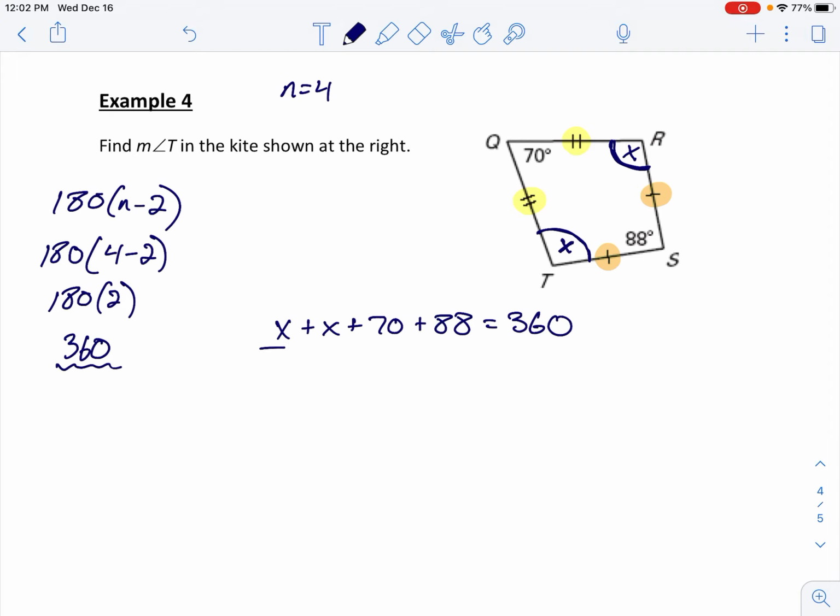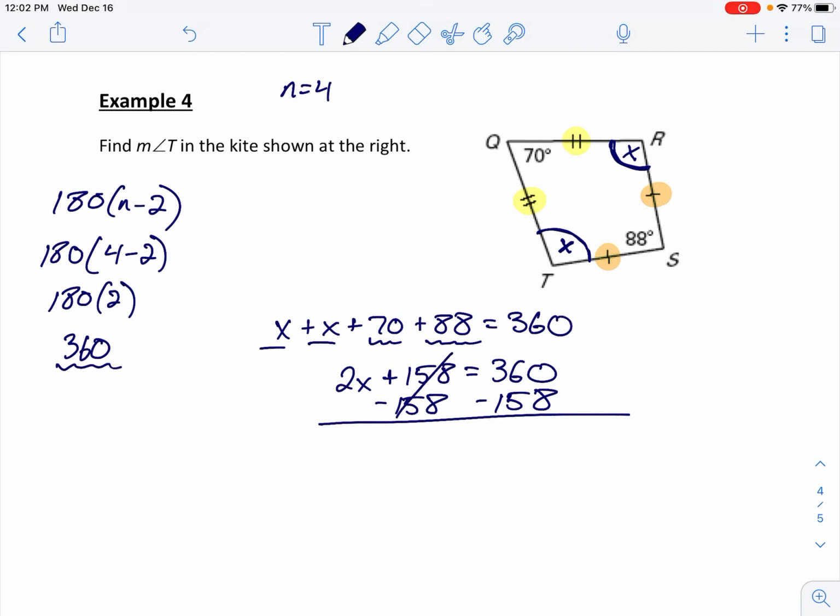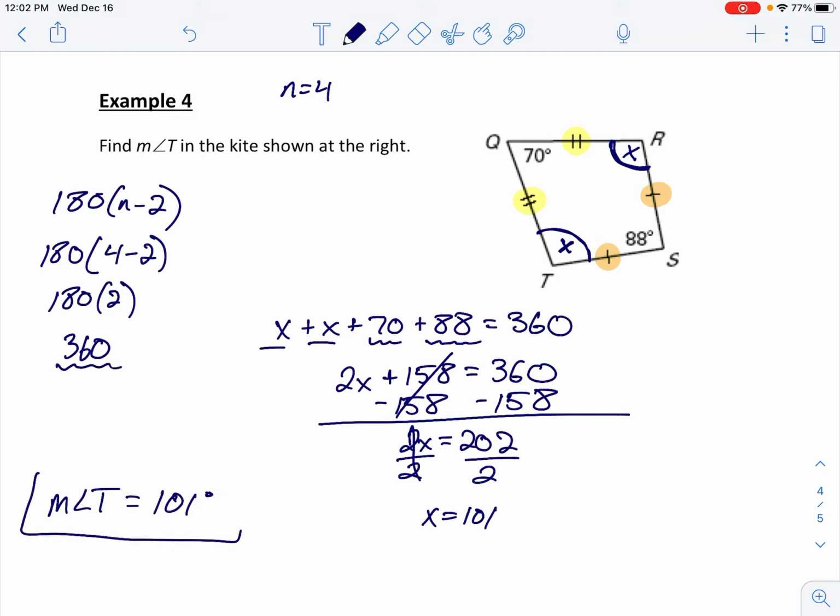So now here's an equation we can use to solve for x. We got like terms that we're going to deal with first. X and x make 2x. 70 and 88 make 158. I'll bring down the equal sign and the 360. I'm going to take away the 158 now. Cancel that out, bring down the 2x and the equal sign. 360 minus 158 is, oops, I didn't mean that, 202, sorry about that. And then we will divide by 2 to get x equals 101. So if I were looking at the measure of angle T, it is whatever x is, which is 101 degrees.